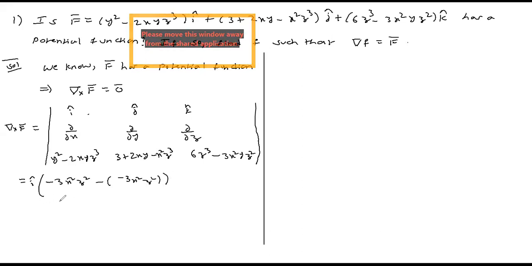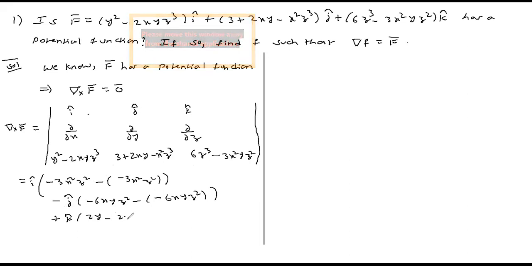Minus j into dou by dou x of third component is minus 6xyz square, minus dou by dou z of the first component is minus 6xyz square, plus k into dou by dou x of the second component is 2y minus 2xz cube, minus dou by dou y of the first component is 2y minus 2xz cube.